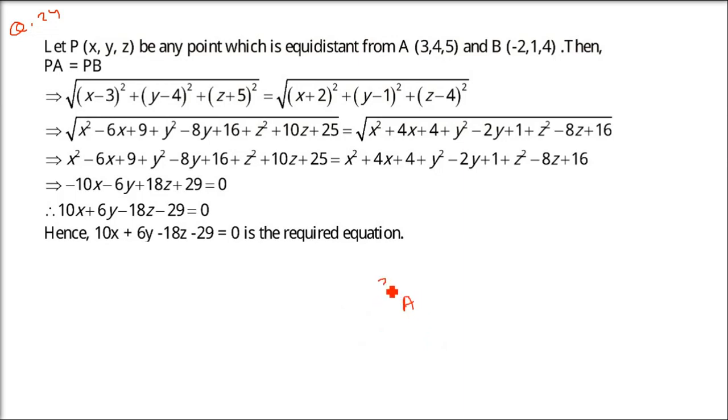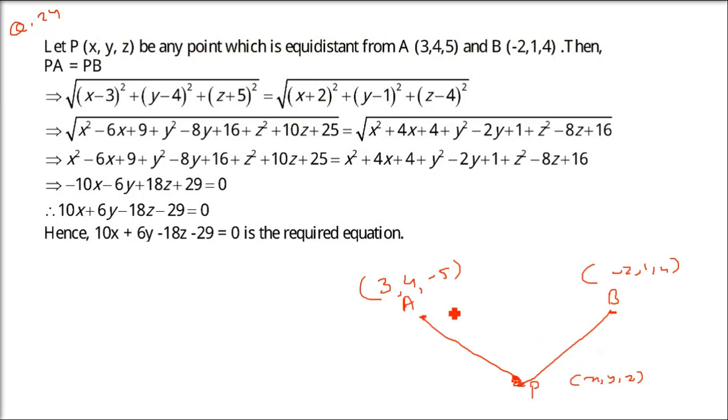So you have a point A, which is (3, 4, -5). The point B is (-2, 1, 4). You have this point P, and you have to take the distances PA and PB. Just take the distance, equate them. So (x minus 3) whole square, (y minus 4) whole square, (z plus 5) whole square, equated to (x plus 2) whole square, (y minus 1) whole square, (z minus 4) whole square. It is under root, square them and just rearrange, you will get this equation. This is the required equation.